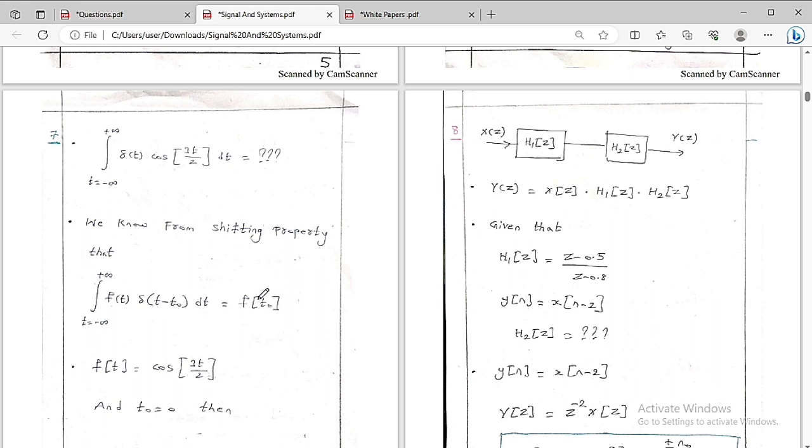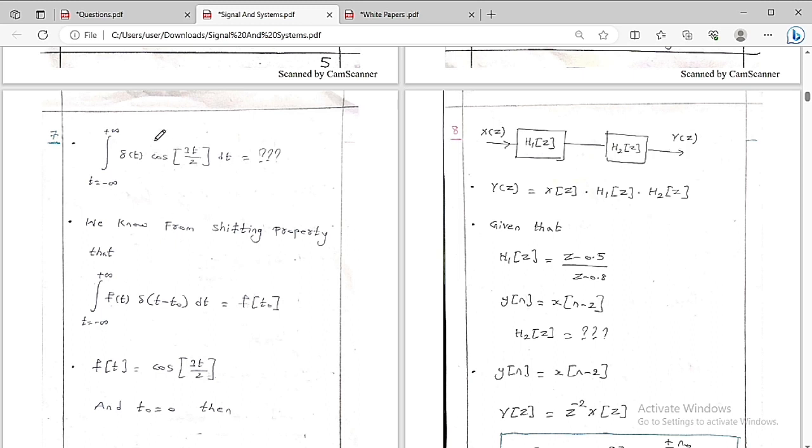∫ f(t) δ(t − t0) dt is nothing but f(t0). So this formula is called the shifting property. The integration from −∞ to +∞ of f(t) and δ(t − t0) dt is nothing but f(t0). This formula, as I have already told you so many times.